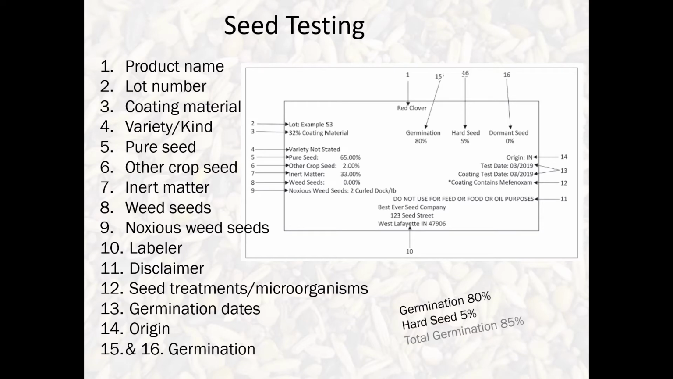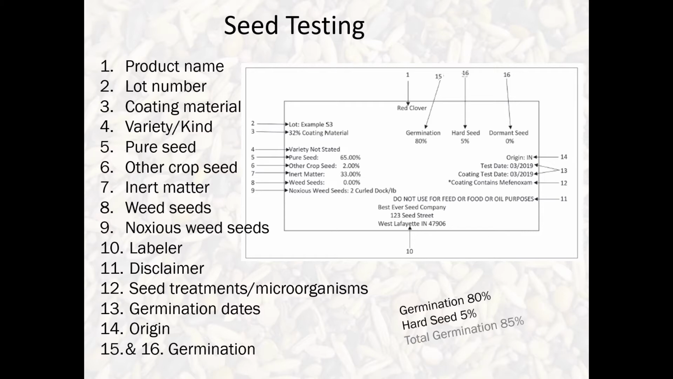There are several required parts to a seed tag. We'll focus on just a few of these throughout the presentation. Product name is the kind and sometimes the brand of the type of seed. The lot represents the bulk seed that was sampled. Some small seeds are coated for ease of planting and or supplemented with nutrients or inoculants in that coating.